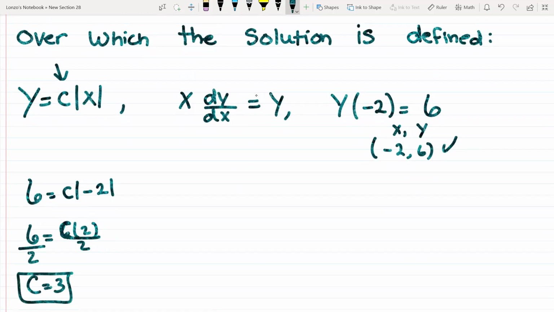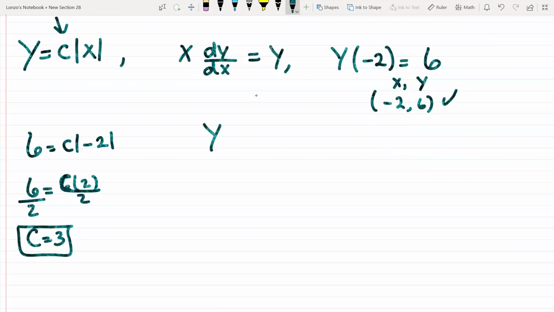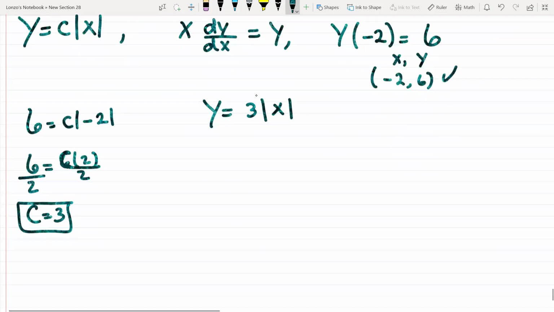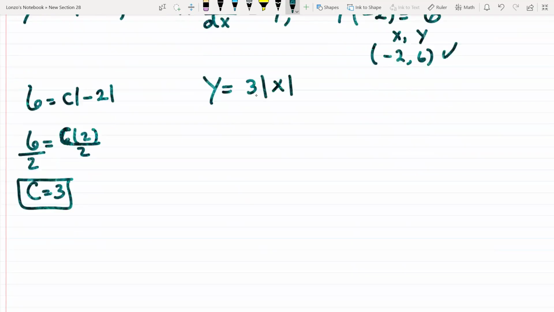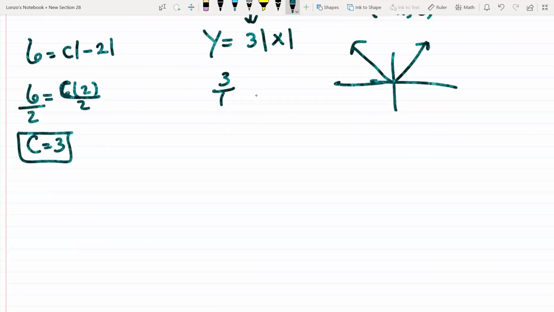Okay, so now let's find the domain of this graph. Our equation is y equals 3 times the absolute value of x. So how do you graph this? Well, it's an absolute value graph, so we all know the absolute value makes that V shape. But our slope is this 3, so it makes it a little bit skinnier, if that makes sense. You could make a table, or you could think of this 3 as your slope, like 3 over 1. So let's go ahead and graph it.